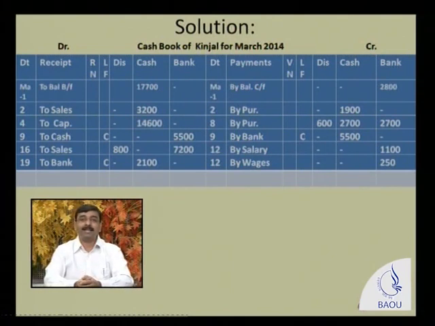See here, on the dated 12, by salary in the bank column 1,100 rupees and by wages 250 rupees, as it is mentioned, expenses.